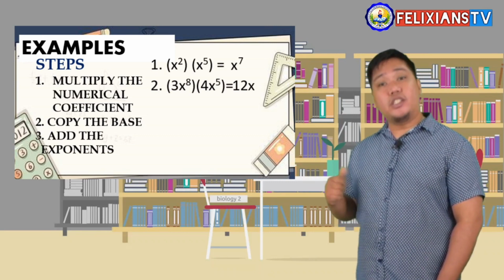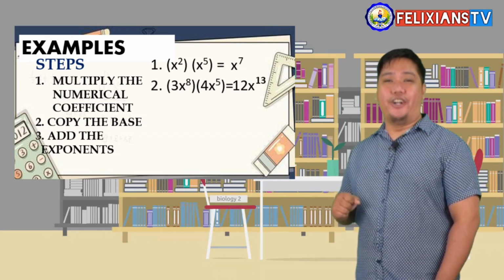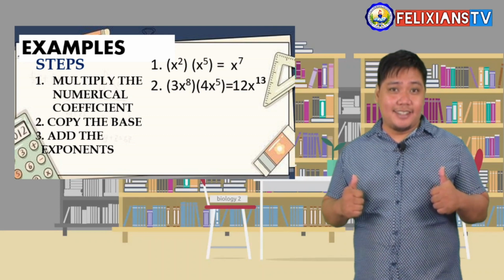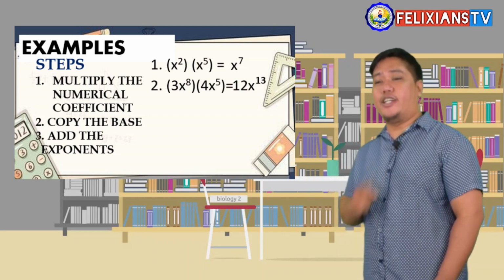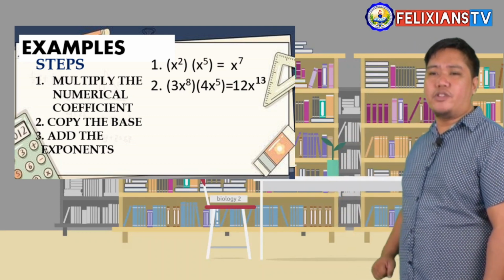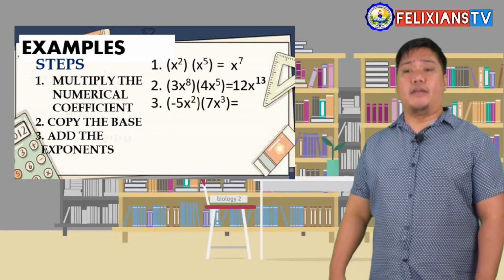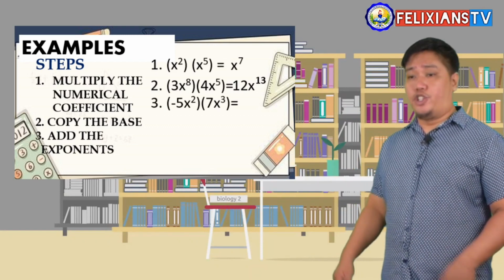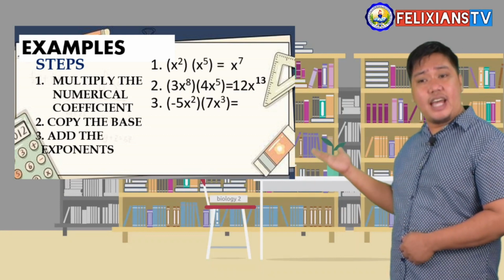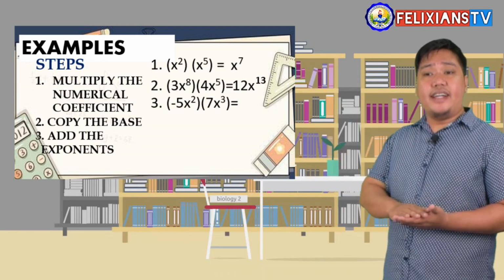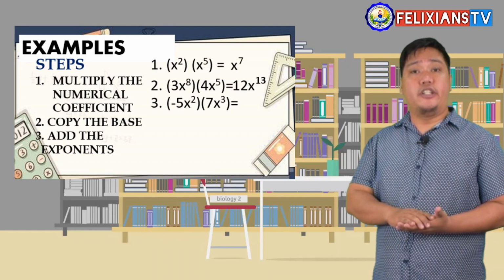8 plus 5, that will give you 13. Getting it? Alright, perfect. Now, let's have number 3. Example number 3, we have negative 5x squared times 7x cubed. So basically, as you can see in this example, the signs of the numerical coefficient are different.